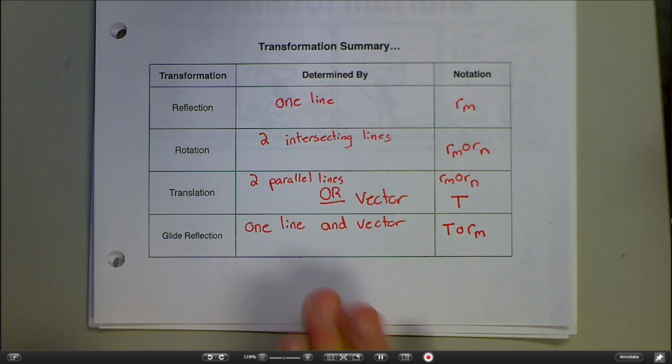Okay, this is a nice chart to just kind of be familiar with. This will help you out when you get to your quiz, making sure we know exactly what we're doing for each type of transformation. Okay, at this point you can go ahead and start to work on your homework. That is listed on the backboard, or it should be given to you as well.